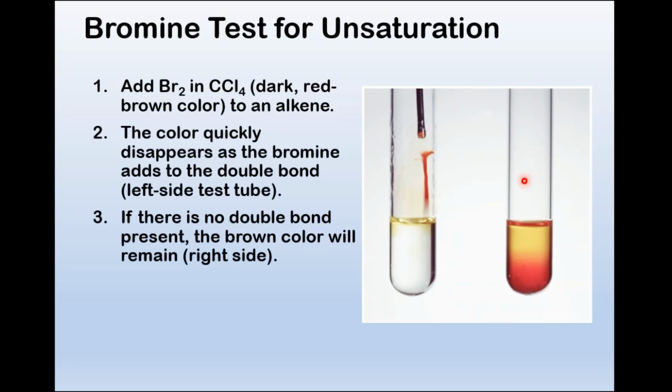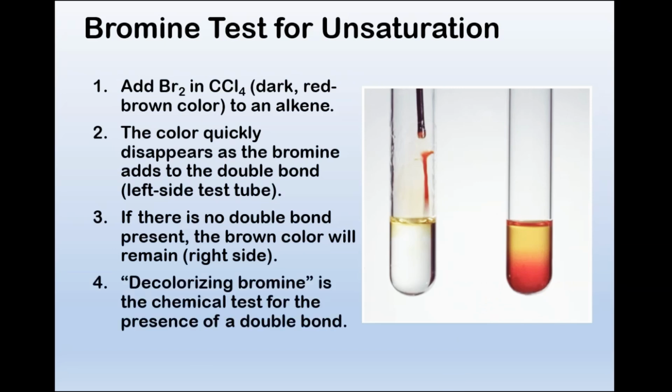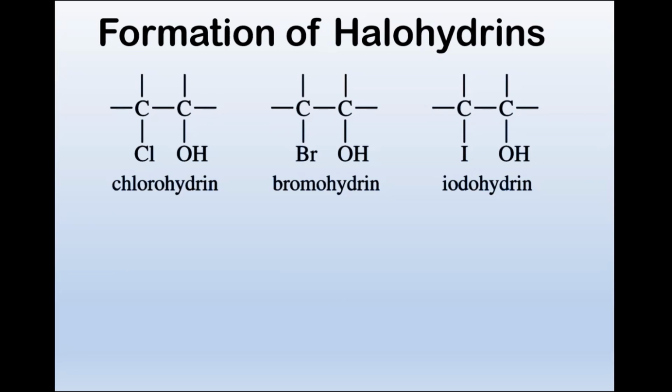So this is a positive test for a double bond. If we drop a drop of bromine in and shake it up, and bromine's kind of dense, we see no color change. So there must not be a double bond in this test tube. Decolorizing bromine is the chemical test for the presence of a double bond.